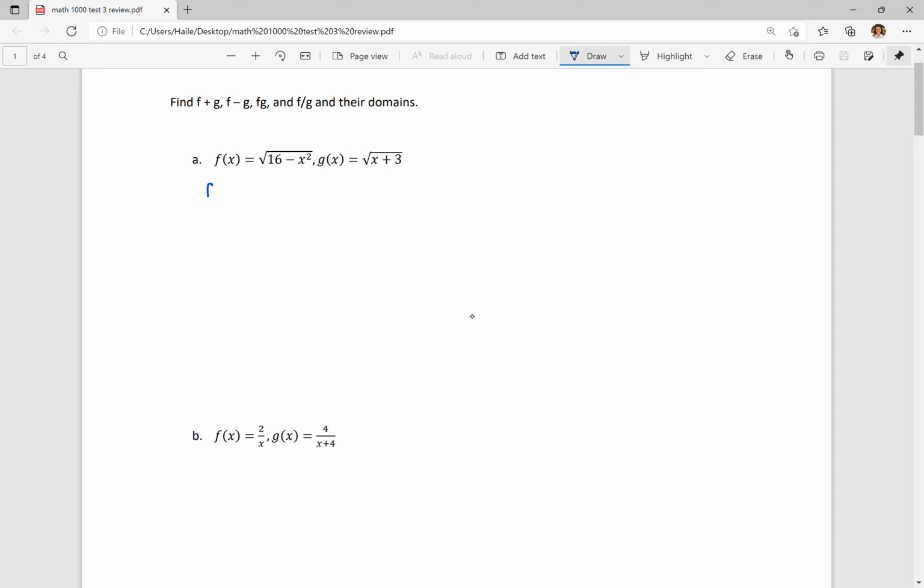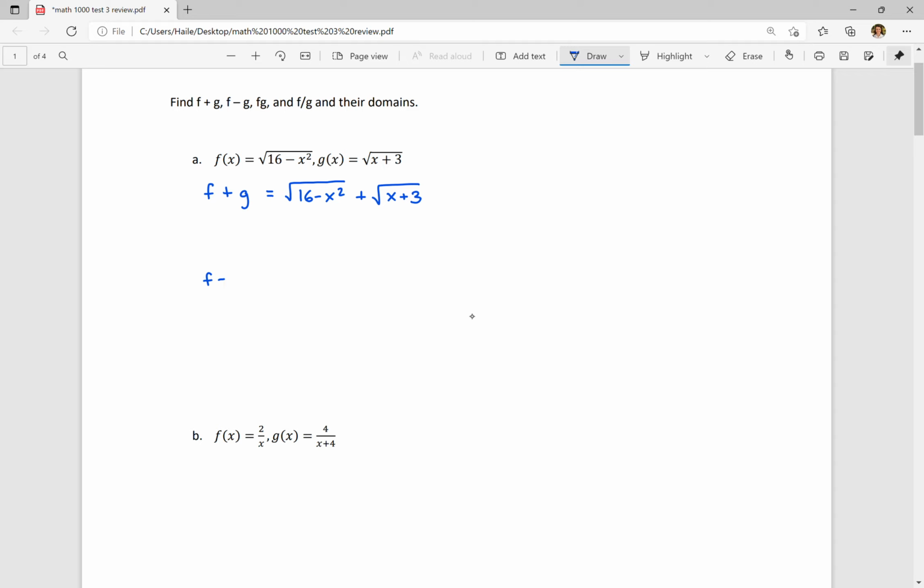So to find f plus g, what we want to do is simply add these two functions together. So we'll have the square root of 16 minus x squared plus the square root of x plus 3. Now, the only time we can add two square roots is if whatever is under the square root is the same. In this case, we do not have that, so this is the simplest way to write your answer.